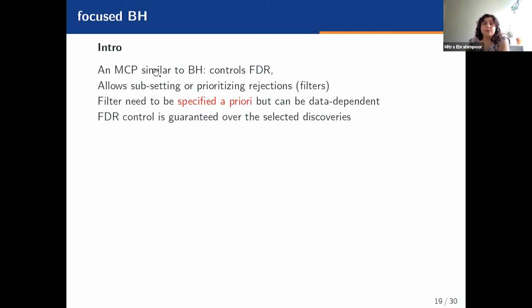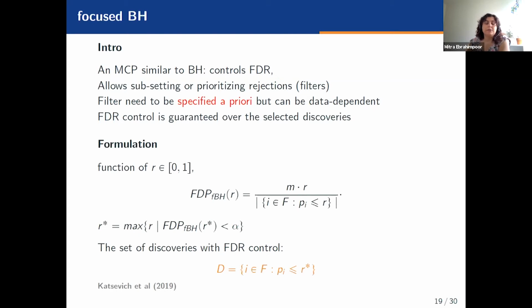What about the focused BH? The focused BH is a version of BH that controls FDR. It allows you to subset and still be controlling the FDR, but then you need to specify this a priori. Of course, it can still be data dependent. But this is already a red flag, that you have to decide beforehand what your filter would be, and you cannot change it, because then you will again have a similar issue. Still, it gives you the possibility to define this based on your data. So if you are very sure that you are interested in a certain subset of the data, you can always use this method. How it goes is similar to the FDR procedure, but it actually controls it over the subset of interest. This F is the subset of interest, and you would use the maximum R in a way that the FDR is controlled over the subset.